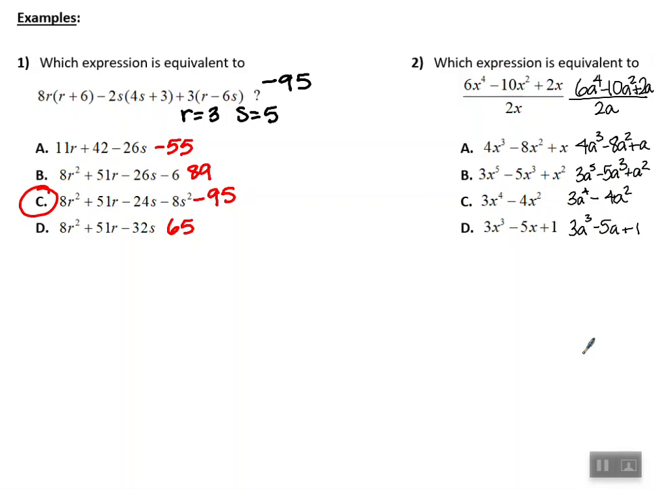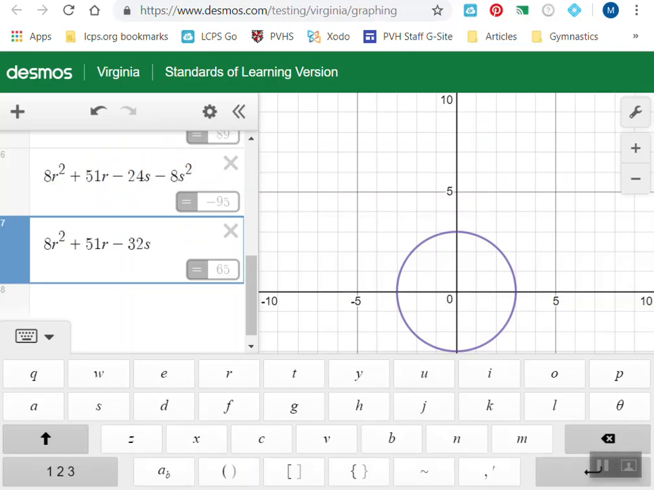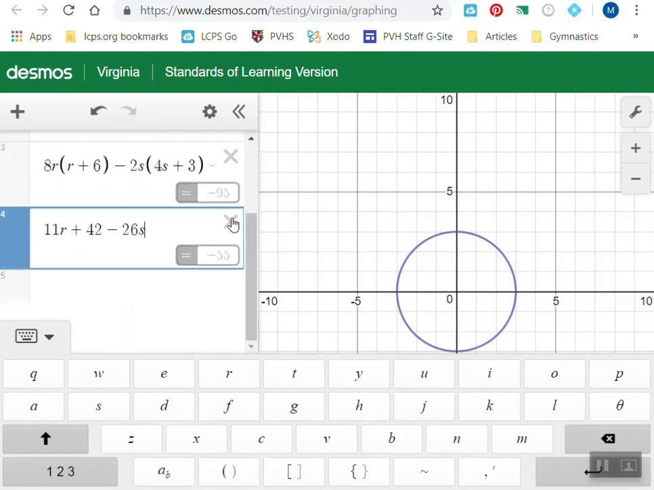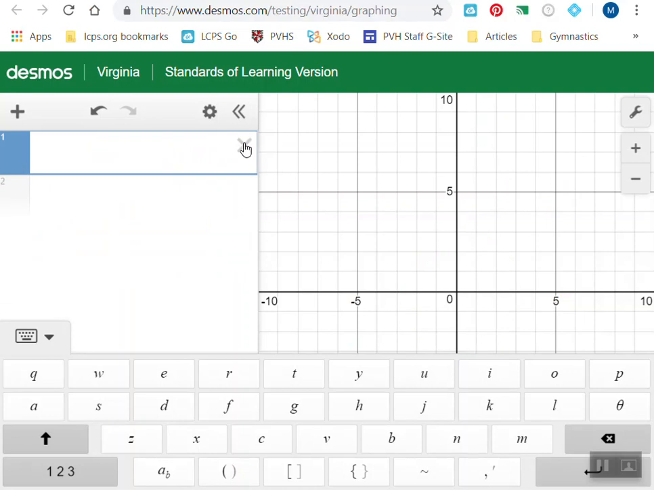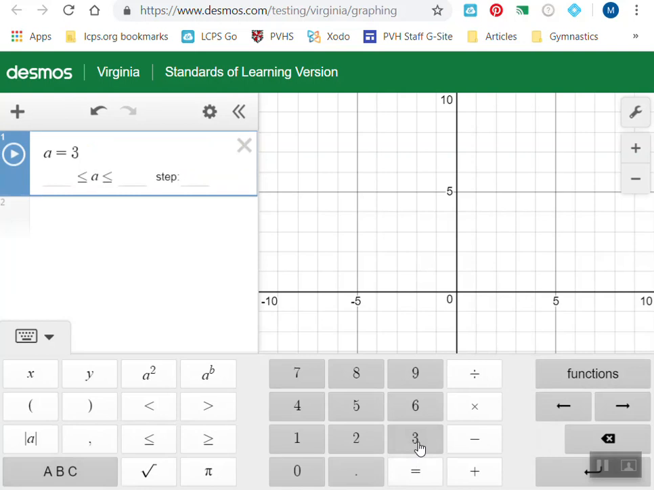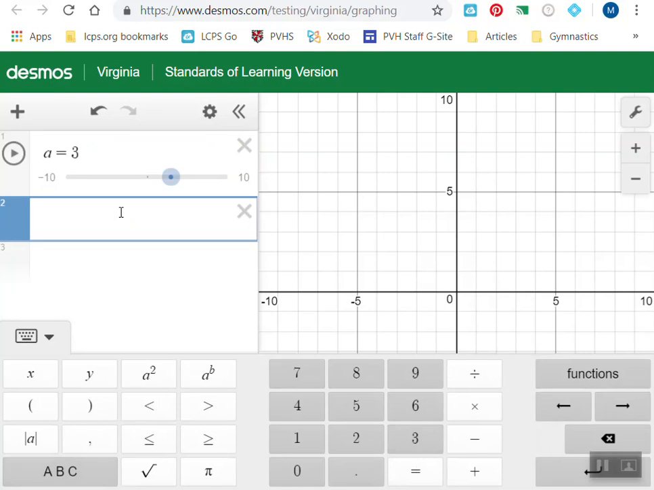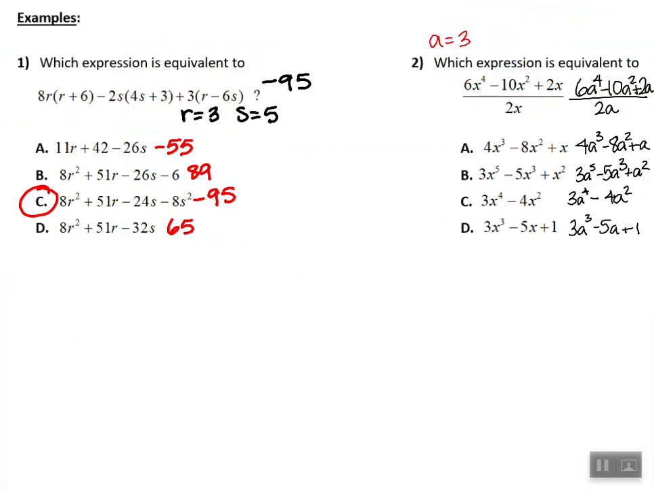So I'm going to pick a number for A, and I'm going to make A equal 3. So I'm going to go to Desmos, clear out everything that I did for the previous problem, and I want A to equal 3. Now, I'm going to type in this expression here.